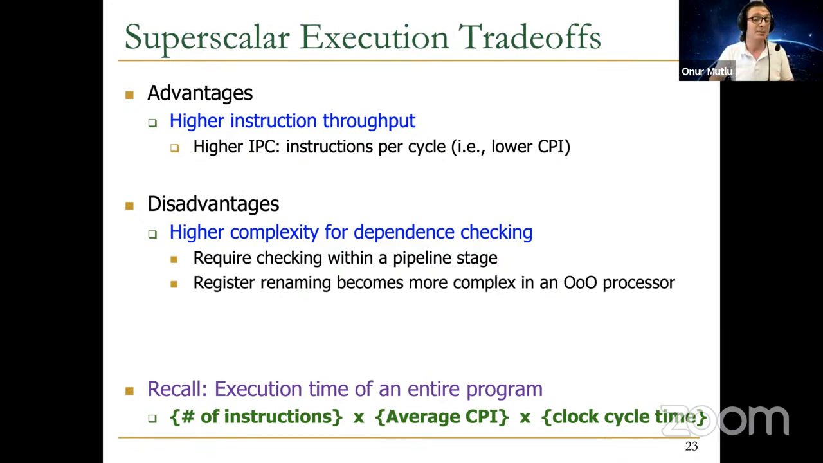And register renaming becomes more complex in an out-of-order processor, especially if you want to build a wide superscalar engine, 8-wide, let's say, 8 instructions per cycle. And in many machines today, you can fetch 8 instructions per cycle, decode 8 instructions per cycle, and rename 8 instructions per cycle. But you need to check dependencies within that bundle of 8 instructions. And you need to do the renaming also concurrently at the same time.